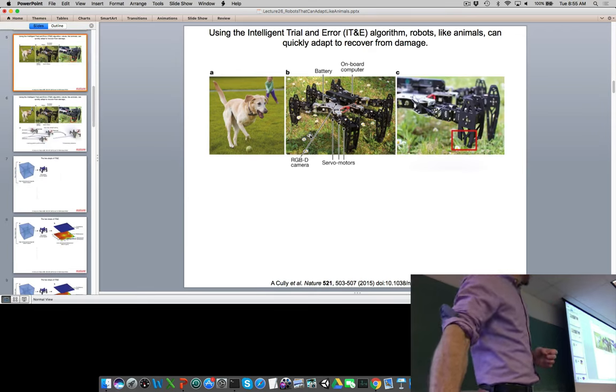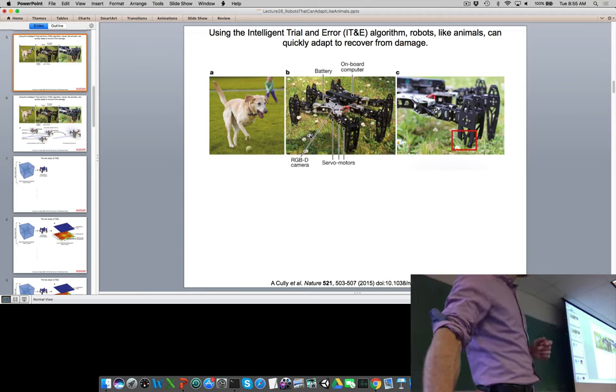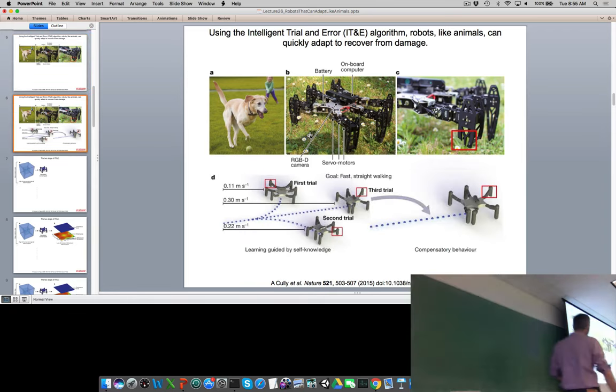Okay. They took a page out of our book and looked at, again, physical damage. So here they've actually sliced off part of one of the robot's legs. And when they do that, when they run the physical robot, it doesn't travel that far. The goal, as always, is to try and move forward as quickly as possible. I'm going to walk you through their experiment in a moment, but this is looking at the experiment from the 10,000-foot view. First time it does this, second time it does this, and by the third trial, it's already recovered from damage.